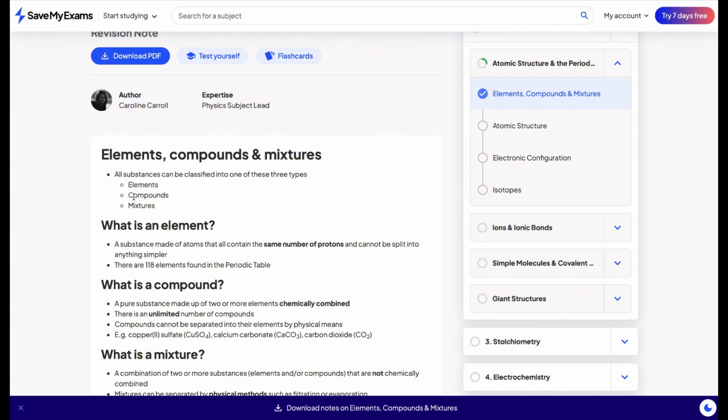Compounds are elements that are chemically combined together, or bonded together. An element is a substance which can take part in a chemical reaction. They are actually atoms. Then mixtures are things that are physically combined together, not chemical combination.